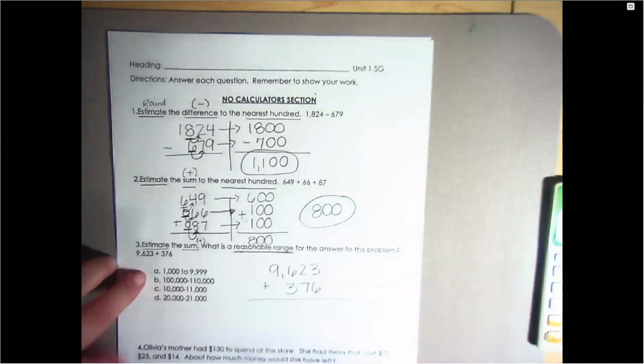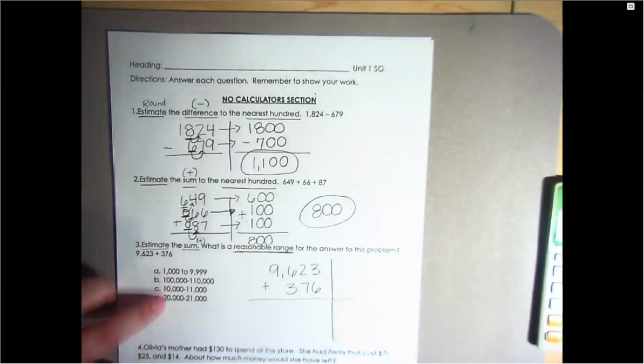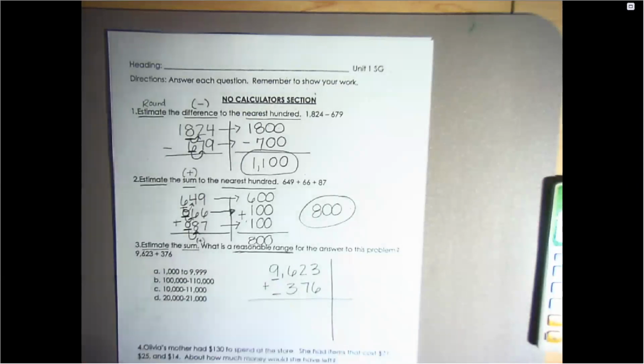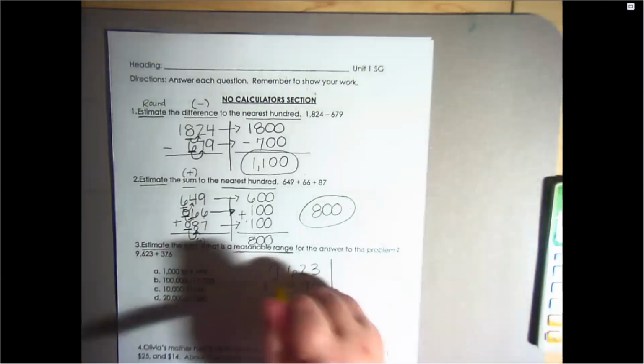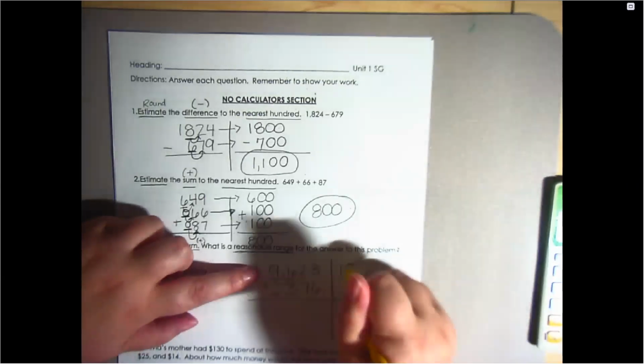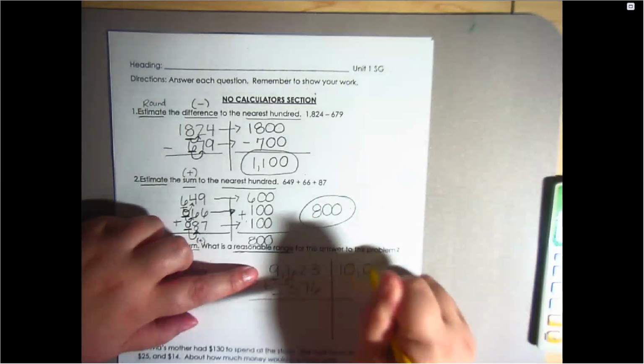Okay, so it says estimate, so remember we're rounding. Now, if you look at your answer choices, most of them are rounded to the nearest 1,000, maybe the nearest 10,000. But looking at my numbers that I have to add together, I'm going to round to the nearest 1,000. So I'm going to round to this place value. So I look to the right, and the 6 tells my 9 to bump up. 5 or more, raise the score. So the 9 would become a 10, and it would be 10,000.